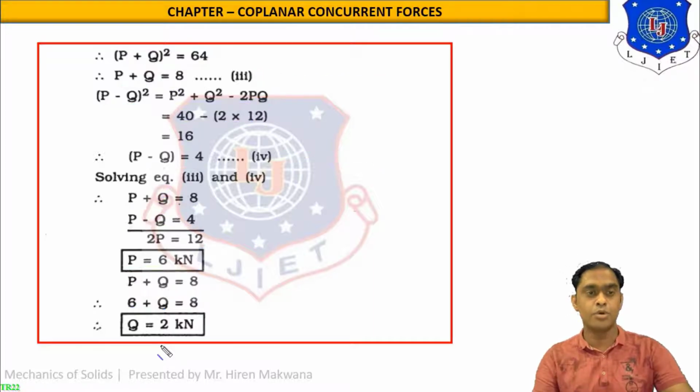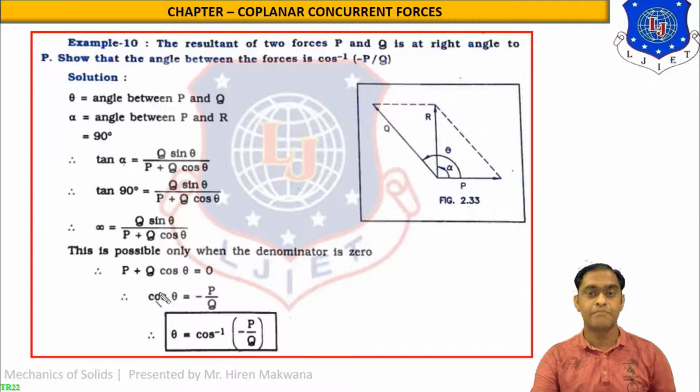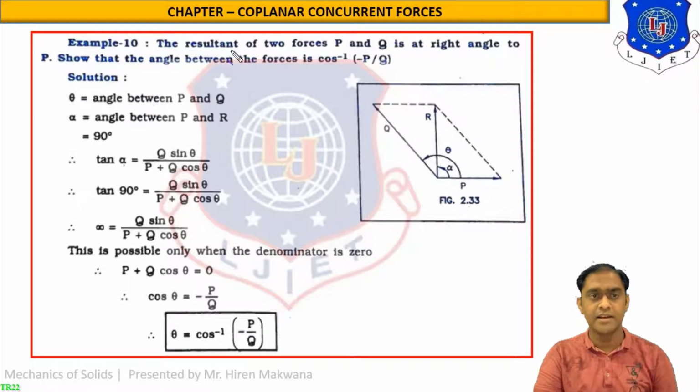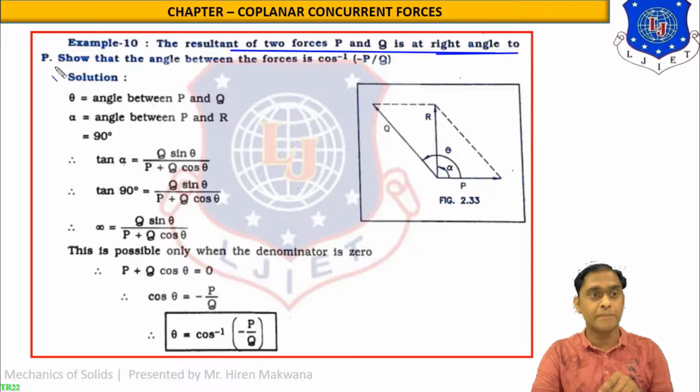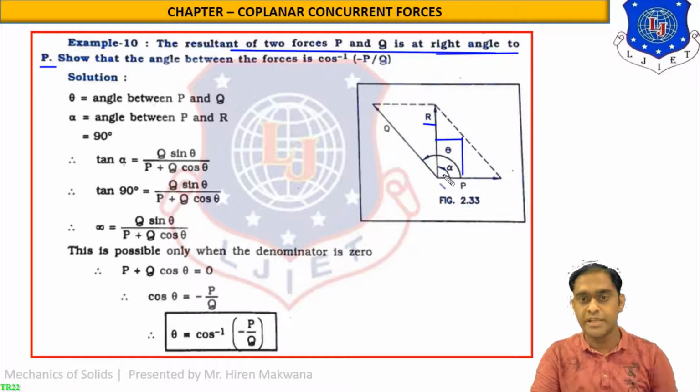Let us see one more numerical. Example number 10. This is again very important. What is given in the data? The resultant of two forces P and Q, means R, which is at right angle to P. Here in the figure, this resultant R is at right angle to P. You can see over here, right angle means 90 degree. So this alpha, which is given to you, is 90 degree. You can see over here.